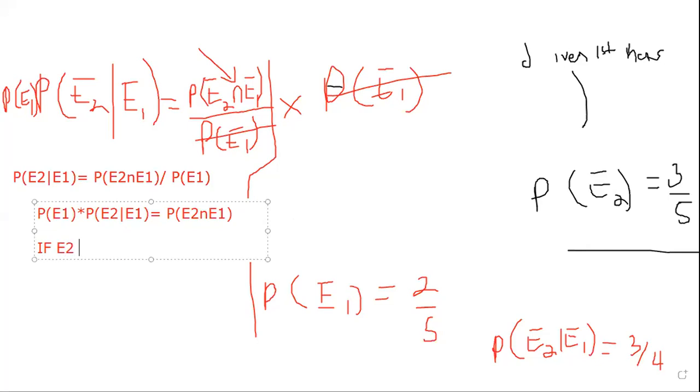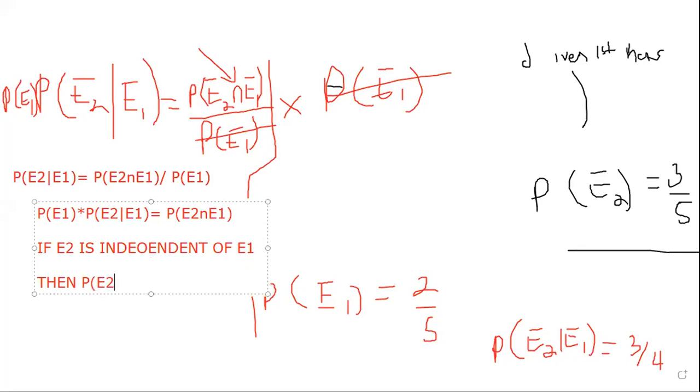And then what we are saying here is, if E2 does not depend on E1, or is independent of E1, then what are we saying? Then the probability of E2 given E1 is simply what? The probability of E2. It means it doesn't depend on E1. Okay, good.